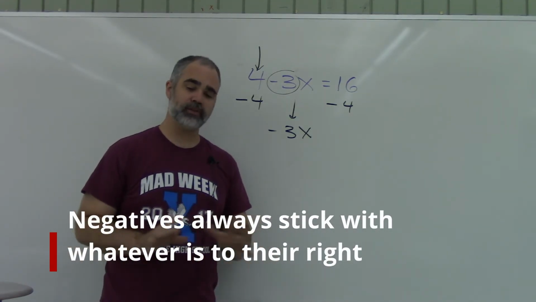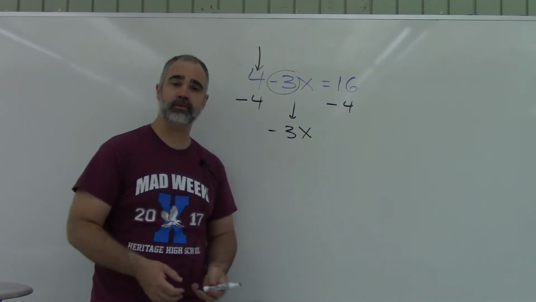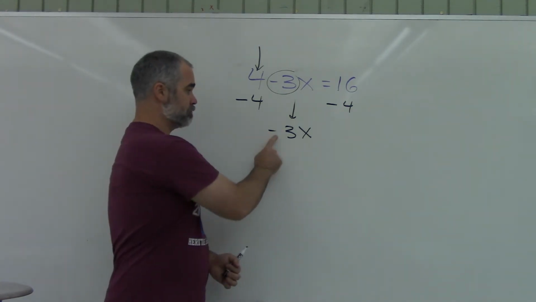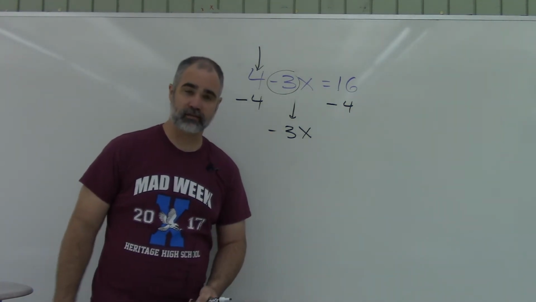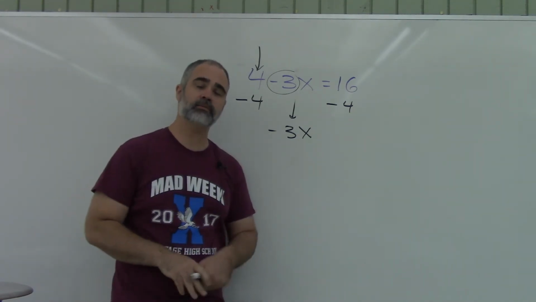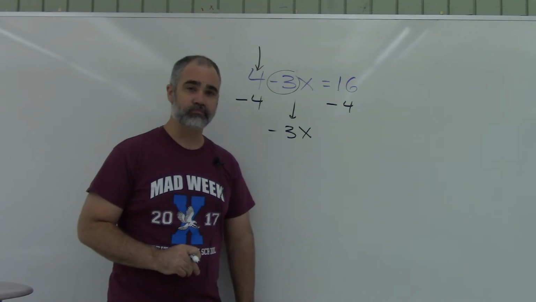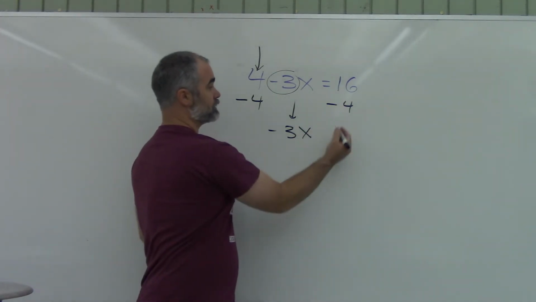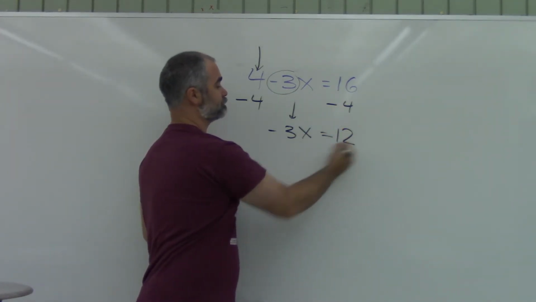This is a really common mistake. If you have a problem and you're not getting the right answer, if you check your answer in the back of the book, check for negatives. I have some students that actually take a highlighter and they highlight every negative on their problem so they don't miss it. Be careful of those. 16 minus 4 is 12.